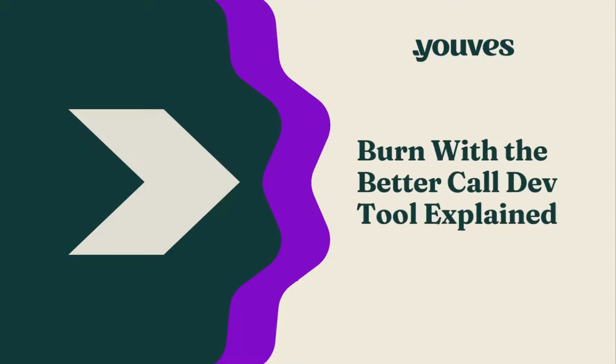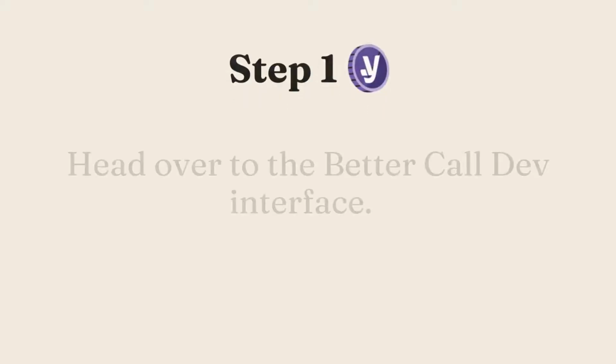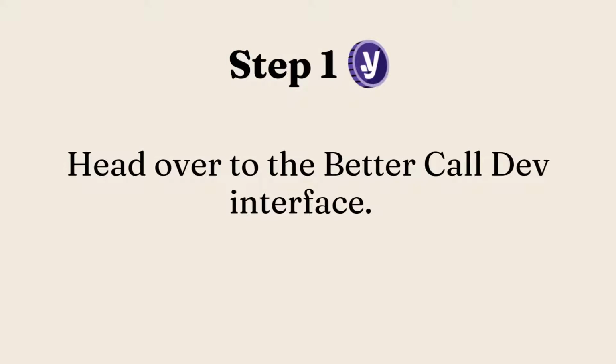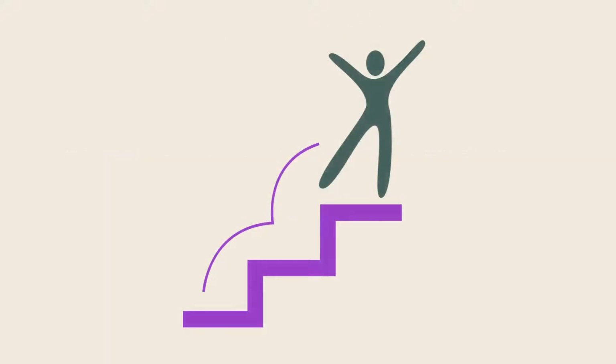Burn with the Better Call Dev tool explained. Step 1. Head over to the Better Call Dev interface using the specific engine address for your desired tracker token versus eligible collateral. Steps to navigate to Better Call Dev and to connect your wallet with BCD are found in the Mint video.